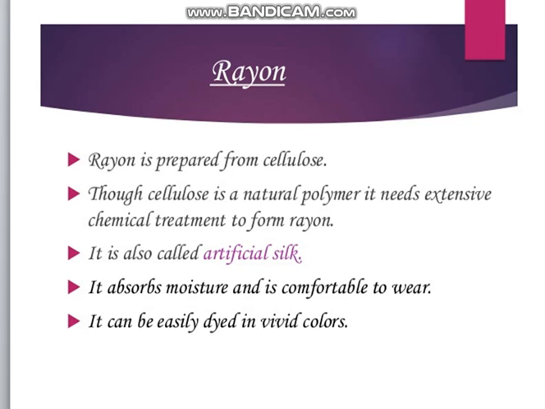It is also known as artificial silk because it resembles silk fibers in appearance. So we can say we have two different names for rayon. The first one is semi-synthetic fiber. The second one is artificial silk. It absorbs moisture and is comfortable to wear. It can be easily dyed in various colors. This is about rayon.